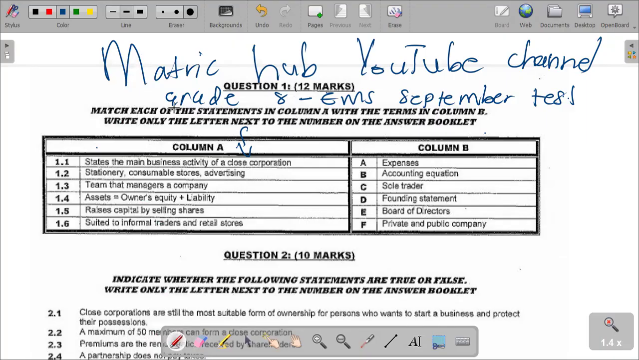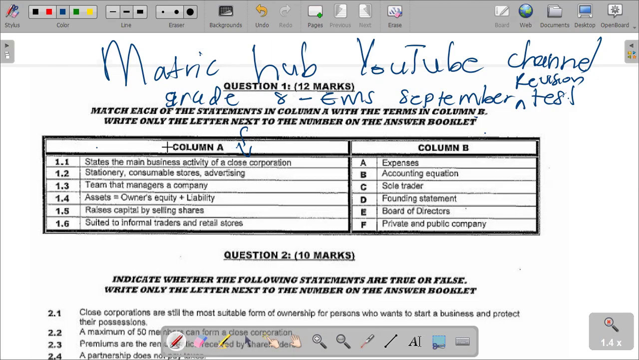And today we'll be focusing on grade 8 EMS September revision test. So without wasting any further time, let's go into question 1. Question 1 states, match each of the statements in column A with the terms in column B.